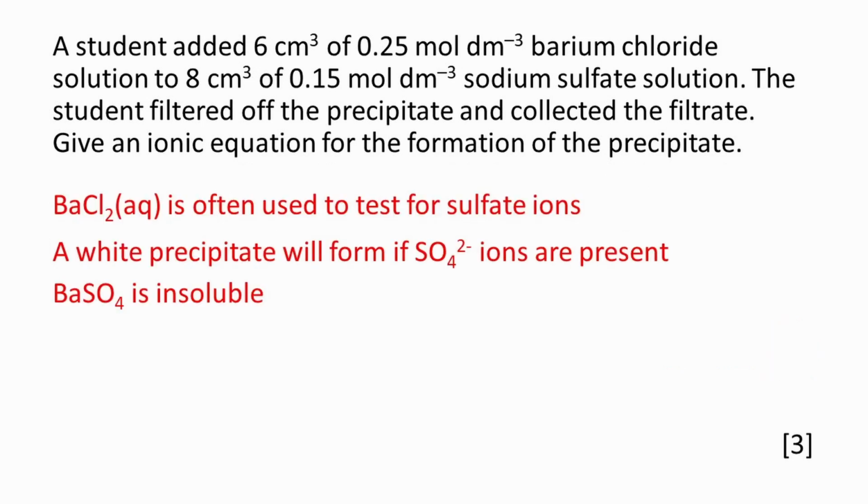First of all, let's look at the ionic equation. Aqueous barium solutions such as barium chloride are often used as a qualitative test for sulfate ions. If sulfate ions are present, a white precipitate will form, BaSO4, which is insoluble. This is studied under Group 2 chemistry.